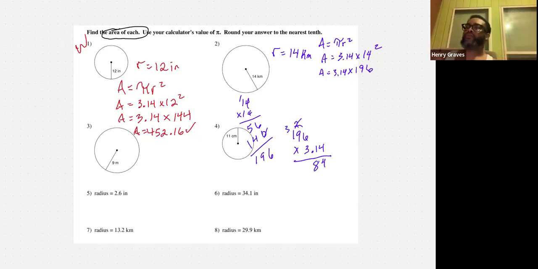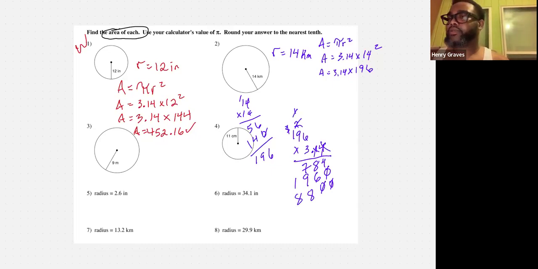Cross out that first number. 1 times 196 is going to be the same thing. 196. Put another 0. Cross out 2 numbers, put 2 zeros. 3 times 6 is 18. The 1. 9 times 3 is 27, plus 1 is 28. Take the 2. 3 times 1 is 3, plus 2 is 5.